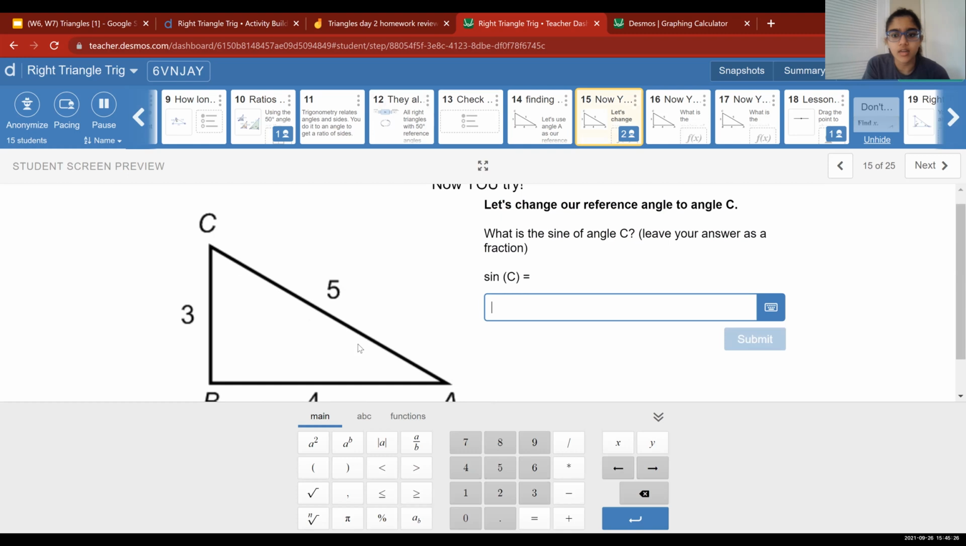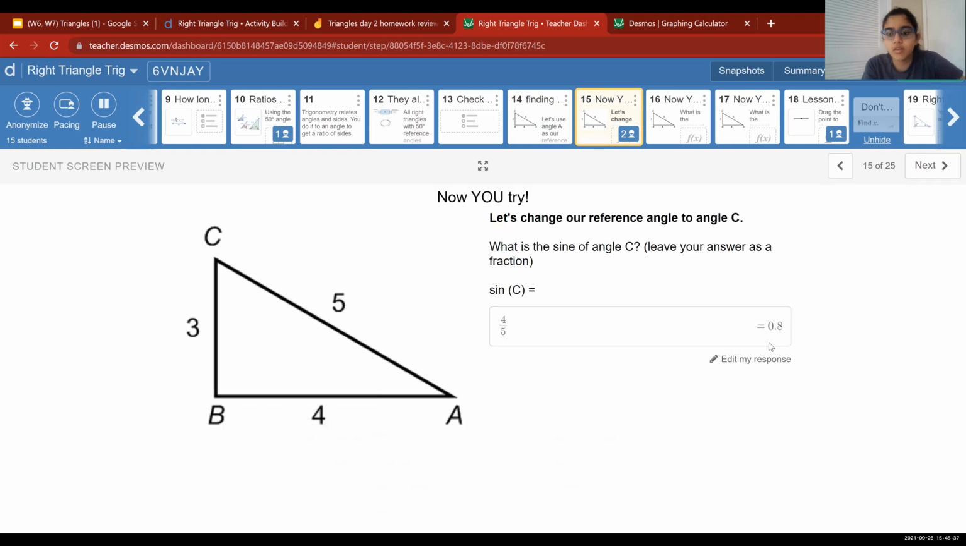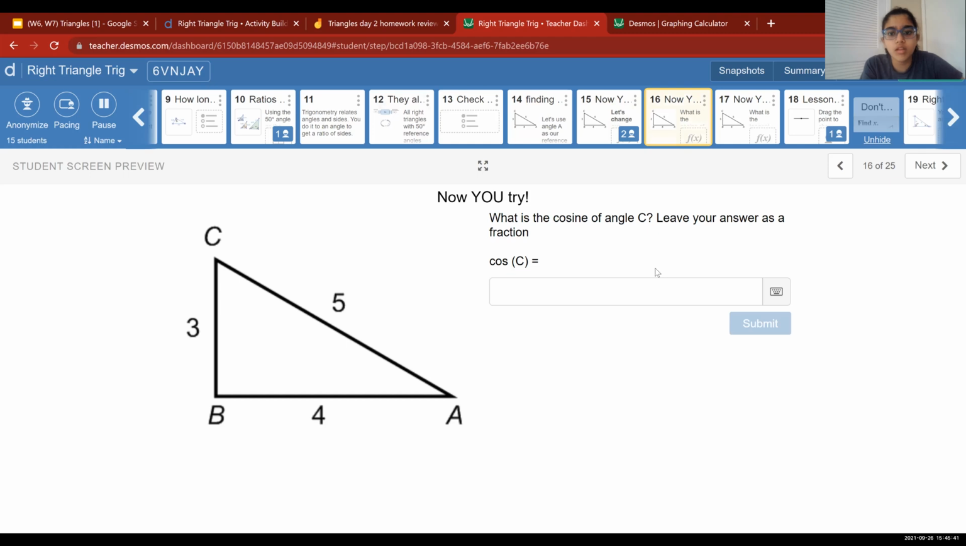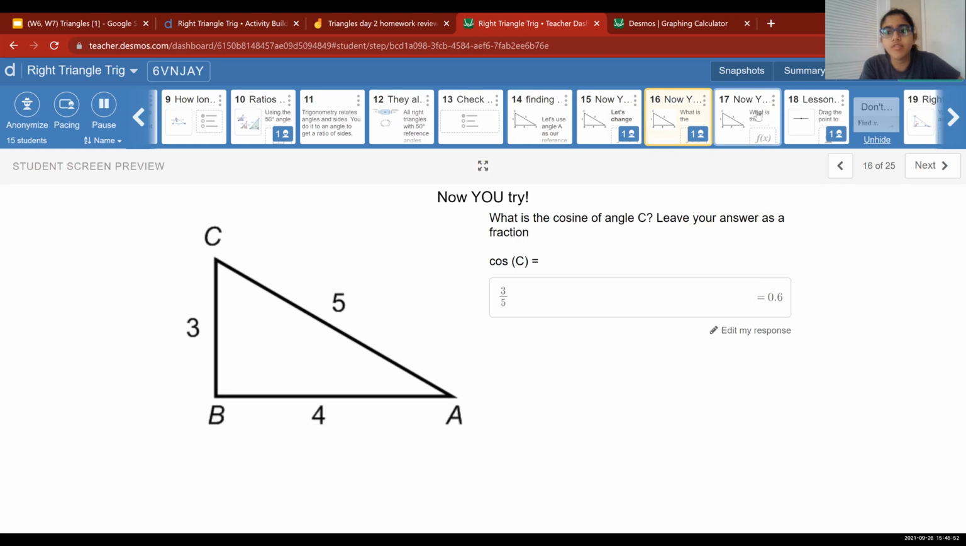So what is the sine of angle C? This is angle C, and remember sine is opposite over hypotenuse, so 4 over 5. So we get 4 over 5 as our answer. That is sine C. And then, what is cosine of angle C? Cosine is adjacent over hypotenuse. Remember, adjacent is 3 and hypotenuse is 5. So cosine of C is 3 over 5 or 0.6. And now what is tangent of angle C?